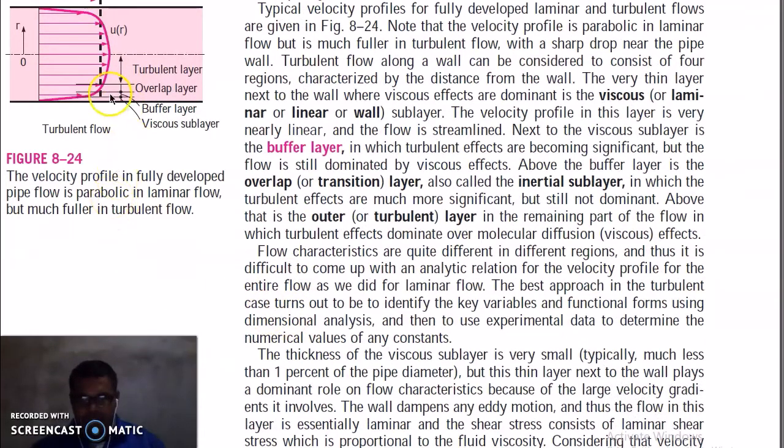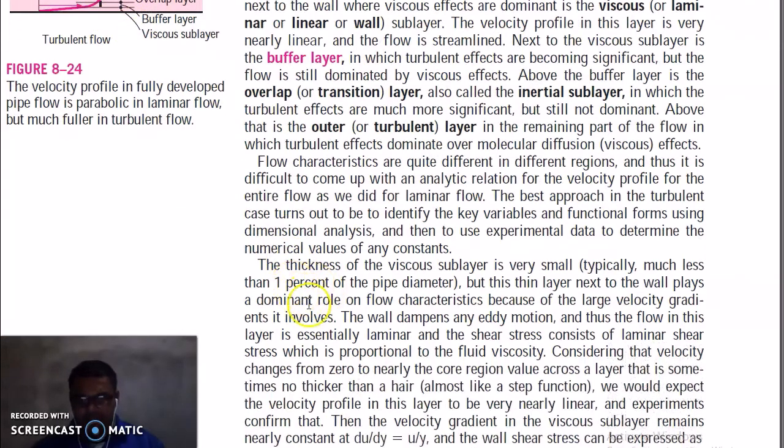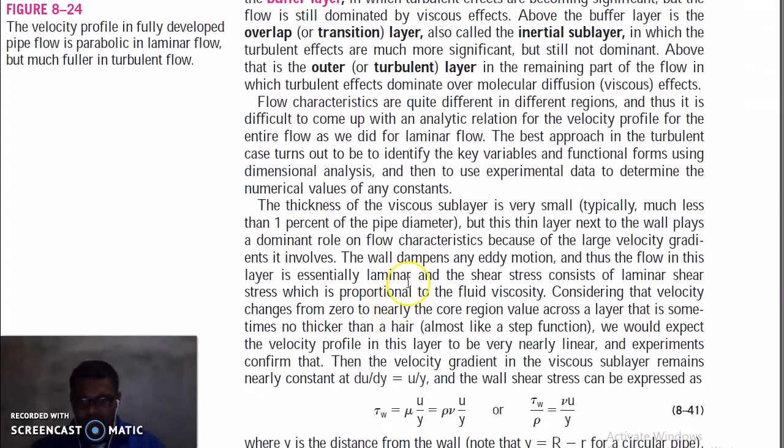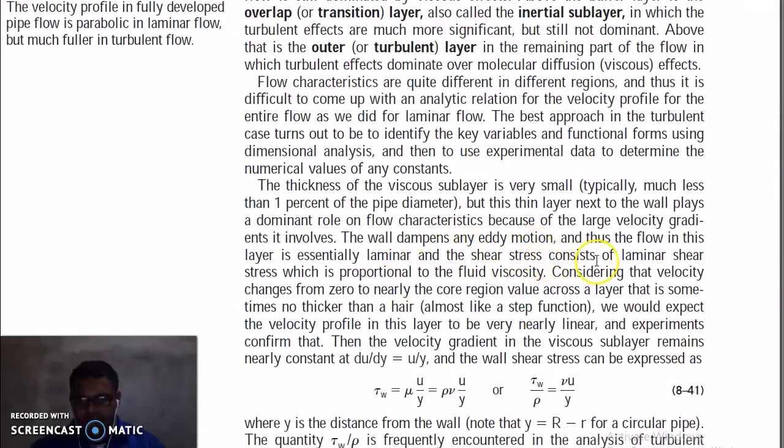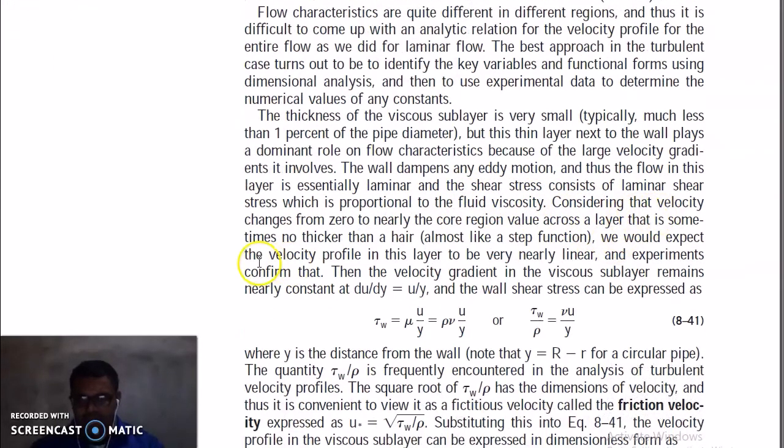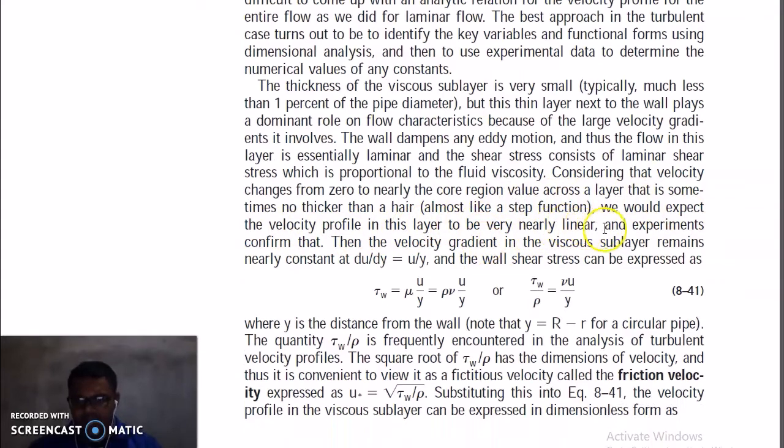The thickness of the viscous sublayer is very small, typically much less than 1% of the pipe diameter. But this thin layer next to the wall plays a dominant role in the flow characteristics because of the large velocity gradients involved. The wall dampens any eddy motion, and thus the flow in this layer is essentially laminar, and shear stress consists of laminar shear stress, which is proportional to the fluid viscosity. Considering the velocity change from 0 to nearly the core region value across the layer, that is sometimes no thicker than a hair, it is almost like a step function.